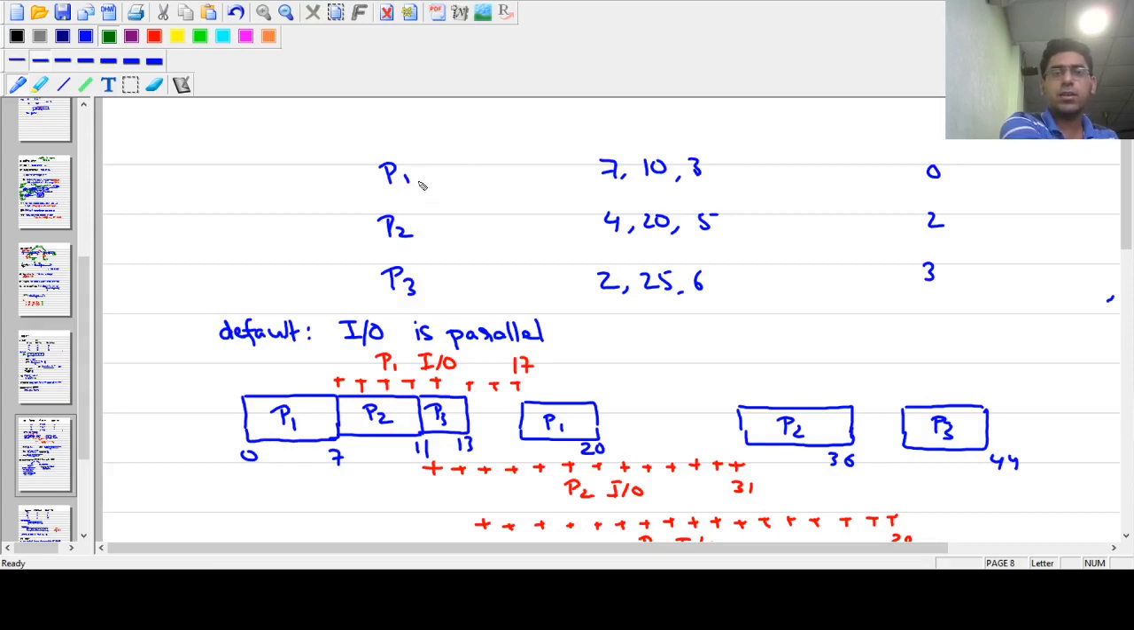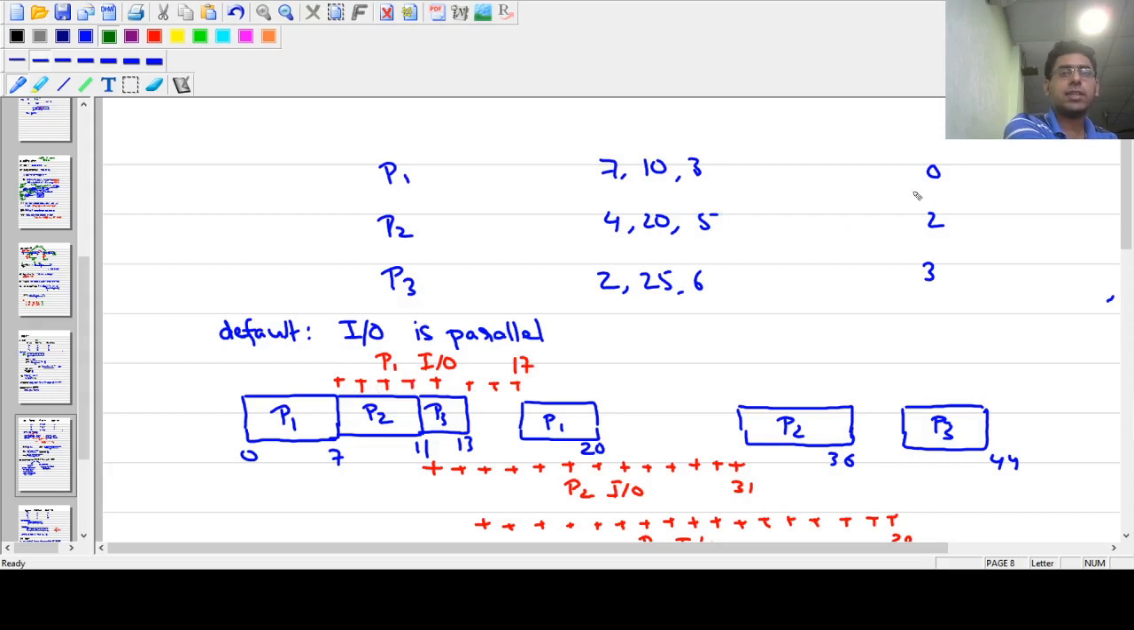So P1 has come at 0 millisecond, and it is going through a CPU burst of 7 milliseconds. So for 7 millisecond it runs. Next, it is going to perform an input output operation, an input output burst for 10 millisecond, up to 17 millisecond.